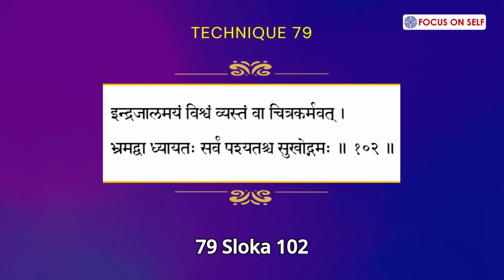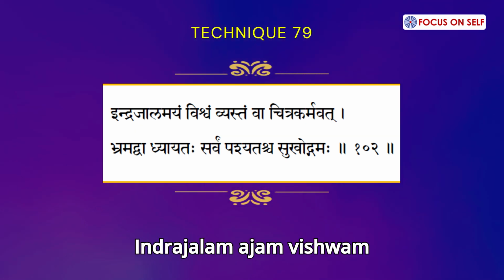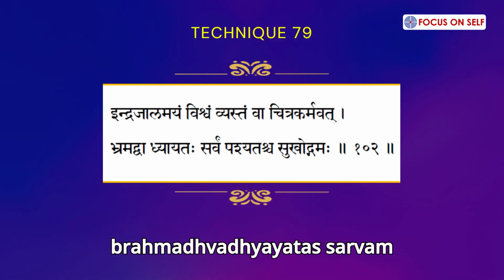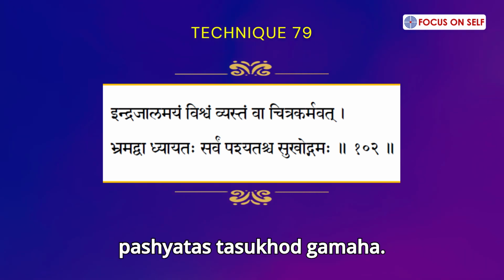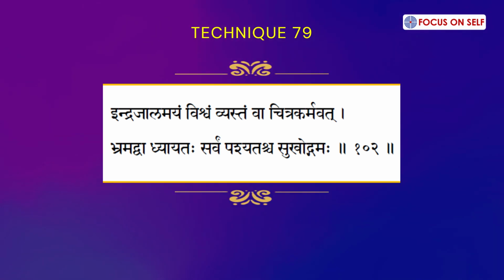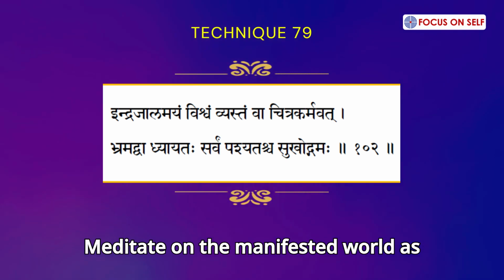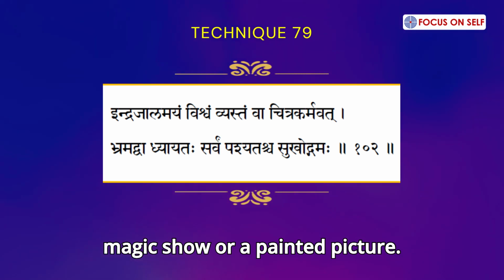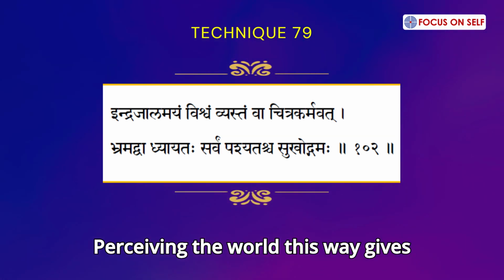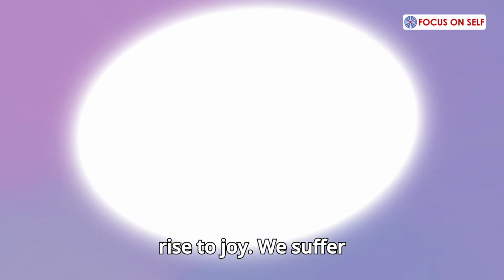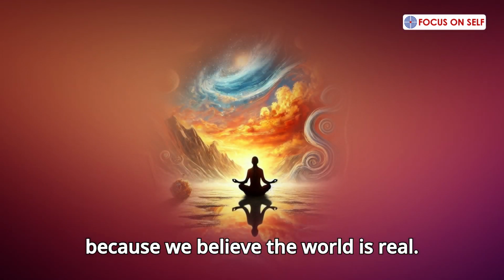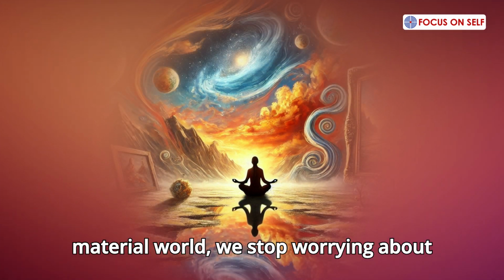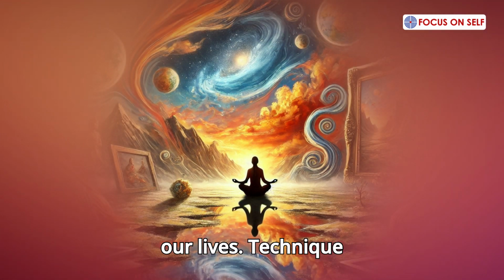Technique 79, Shloka 102. Meditate on the manifested world as imaginary or elusive, like a magic show or a painted picture. Perceiving the world this way gives rise to joy. We suffer because we believe the world is real. When we realize the relativity of the material world, we stop worrying about our lives.